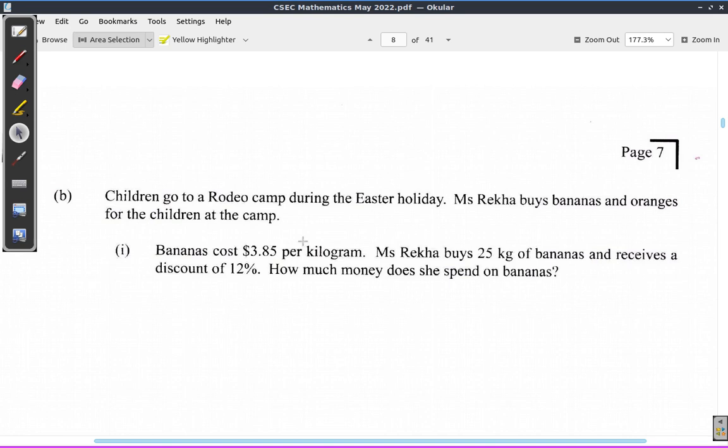Bananas cost $3.85 per kilogram. Miss Rekha buys 25 kilograms of bananas and receives a discount of 12%. How much money does she spend on bananas? Pause the video and work that out for me.